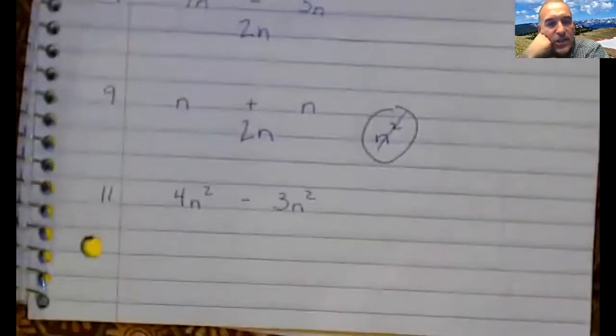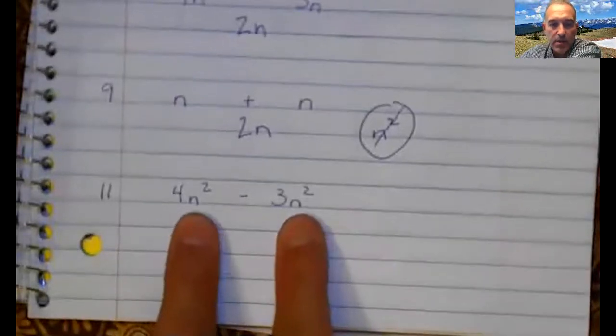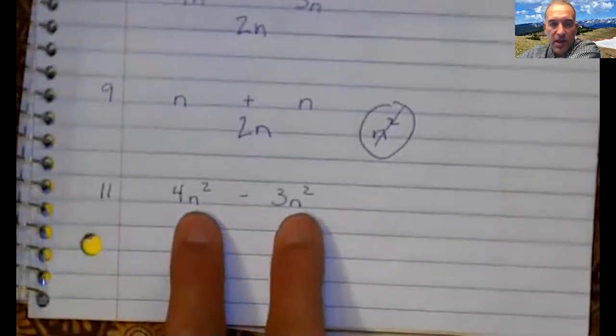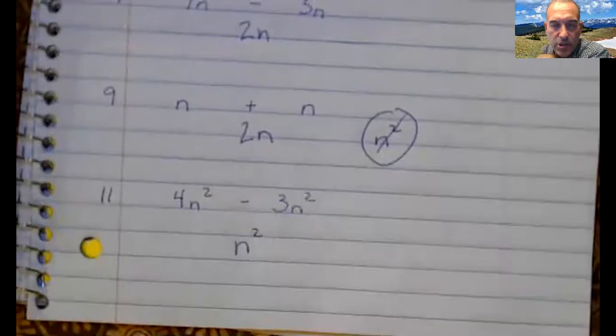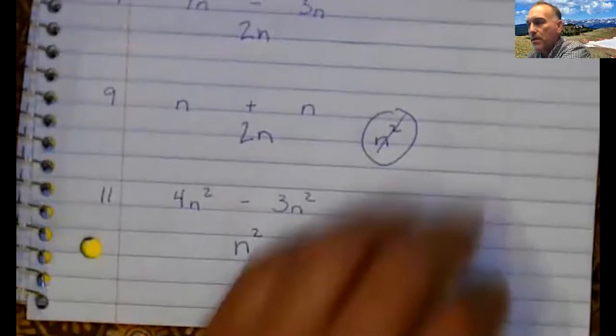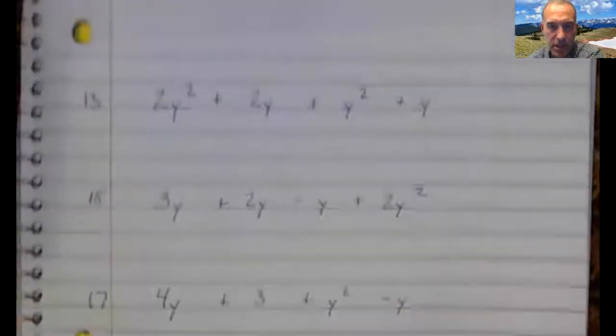I have 4n squared minus 3n squared. I notice that these variables are the same. So whatever n is, I don't know what it equals, but it's n squared. Therefore, I have 1n squared, or just n squared. Let us go on. We are cruising. Yes, let's keep going.